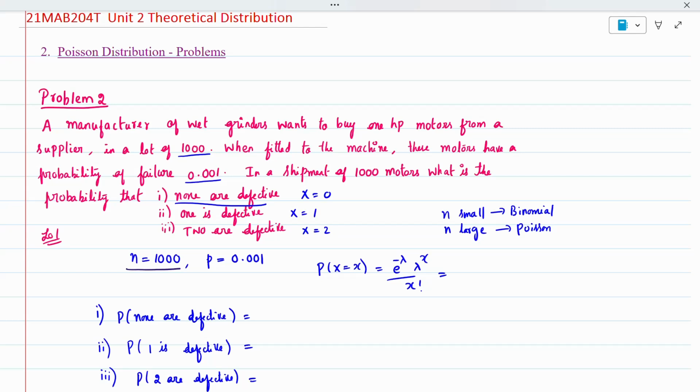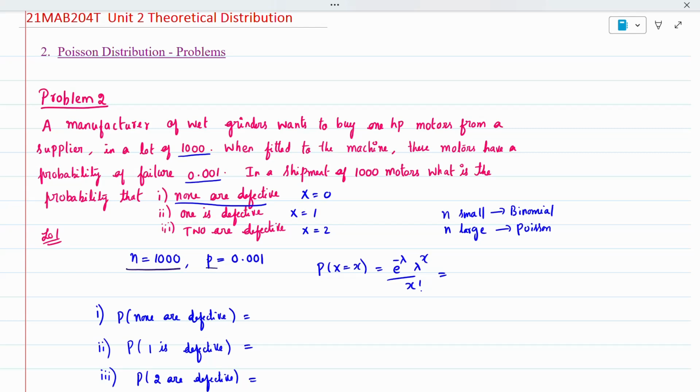So we know that, the reason: n is small means go with your binomial distribution, n is large means go with your Poisson distribution. Here, how do I decide what is large? There is no boundary, it is not given which is large and which is small. So n is 1000, so I'm going with the Poisson distribution. So e to the power minus lambda, lambda power x divided by x factorial.